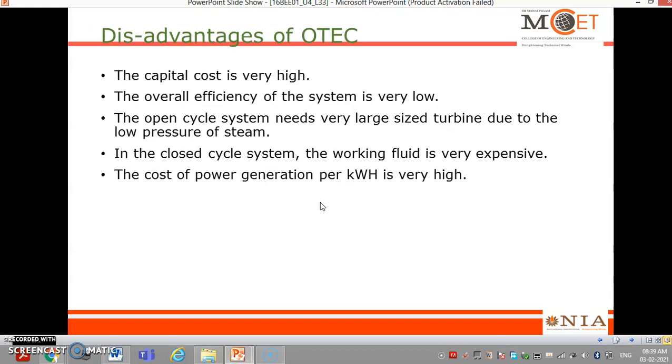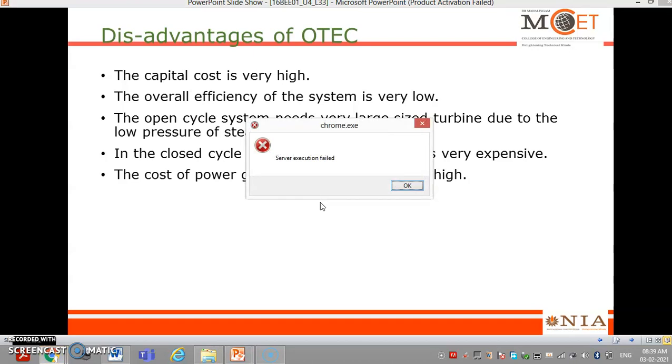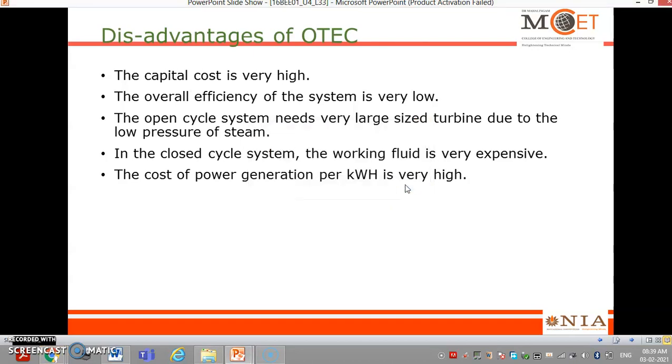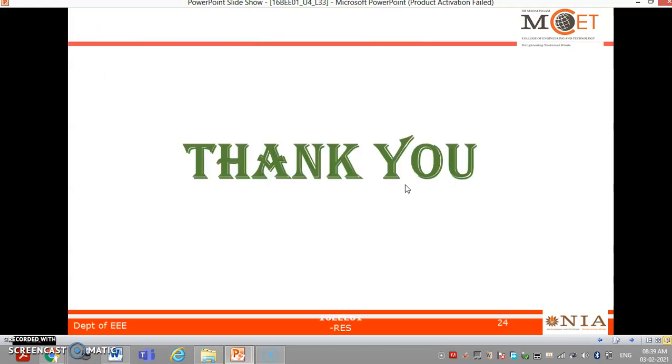The capital cost is very high. This is the disadvantage of the OTEC. The overall efficiency of the system is very low. The open cycle system needs a very large size turbine due to the low pressure of steam. In the closed cycle system, the working fluid is very expensive. The cost of power generation per kilowatt hour is very high.